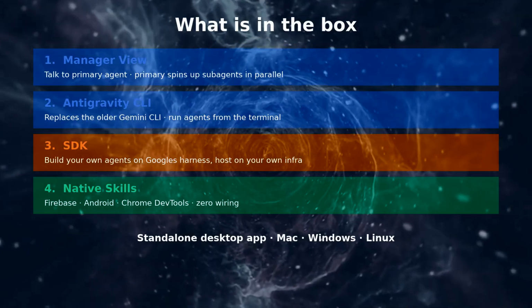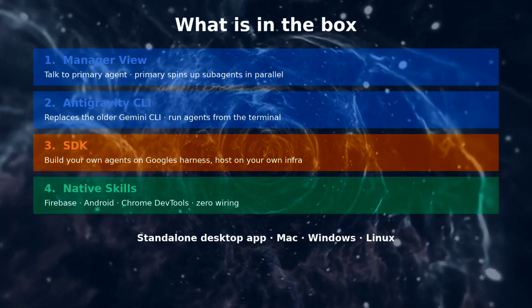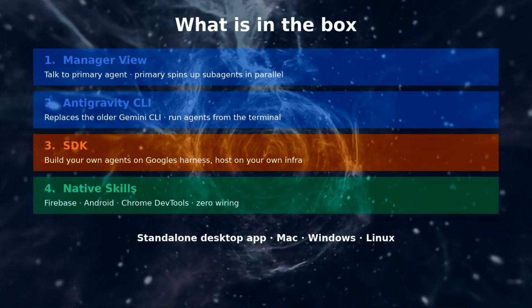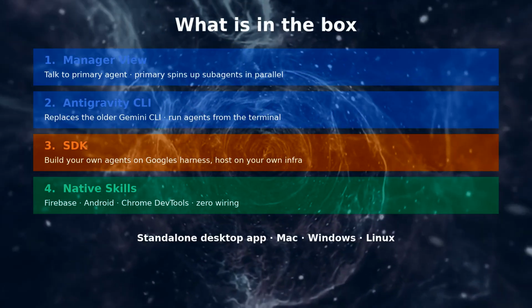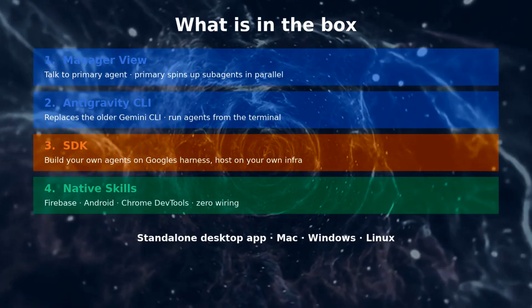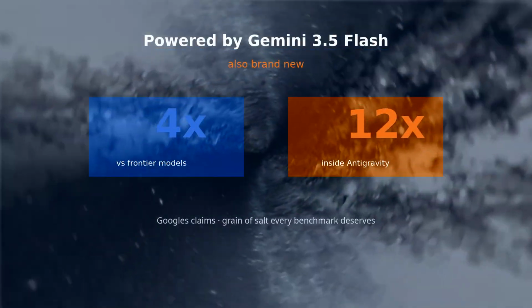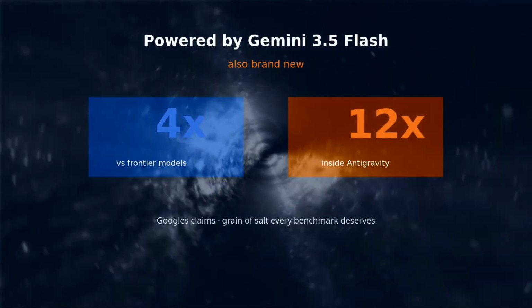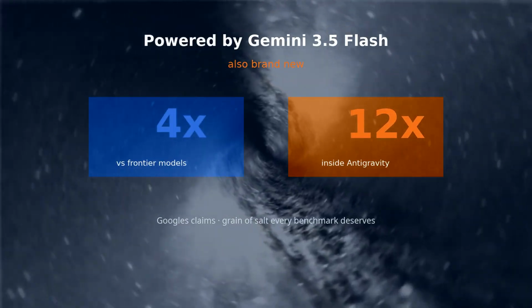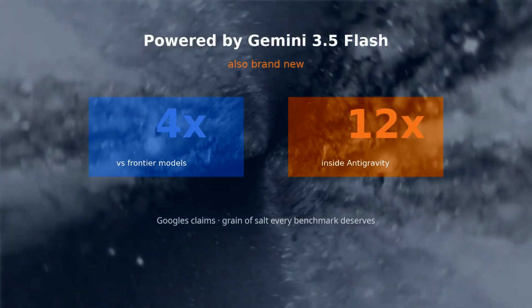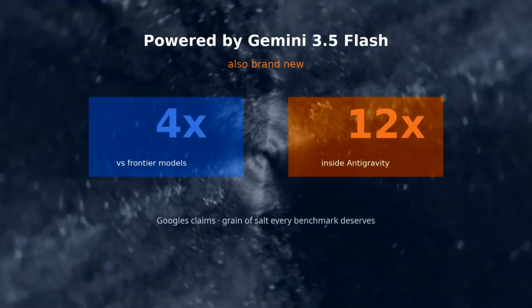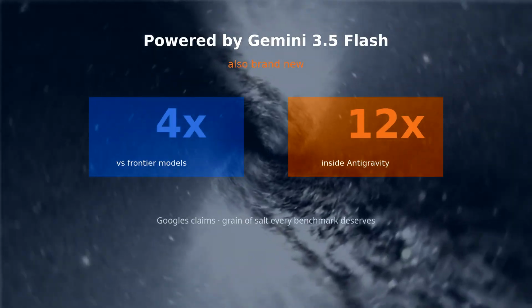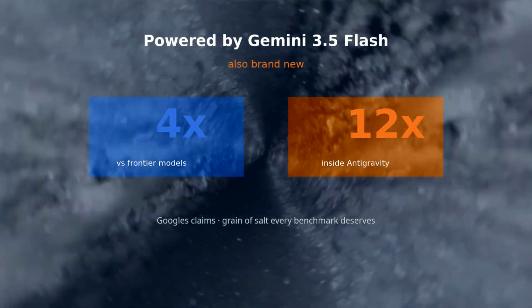2. A new command line tool called the Antigravity CLI. It replaces the older Gemini CLI. Terminal-heavy developers can trigger and monitor agent runs without ever opening the desktop app. 3. An SDK. Developers can build their own agents on Google's harness and host them on their own infrastructure. 4. Native skills for Firebase, Android, and Chrome DevTools. Out of the box, agents can deploy back-end code, prototype Android apps, and audit web pages without you wiring anything up.